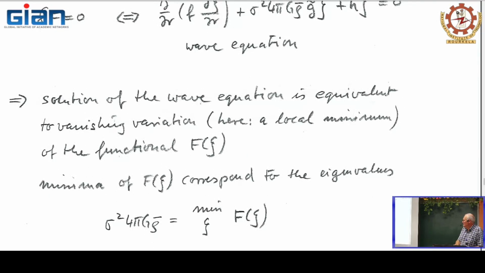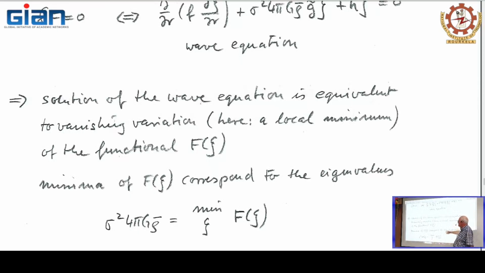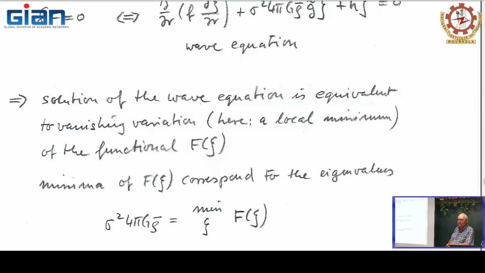Okay, so that means the solution of the wave equation is equivalent to a vanishing variation, here a local minimum of the functional f of zeta, and the minima of f of zeta correspond to the eigenvalues in the sense that sigma squared times normalization is the minimum or local minimum of f of zeta, taken over all admissible functions zeta.